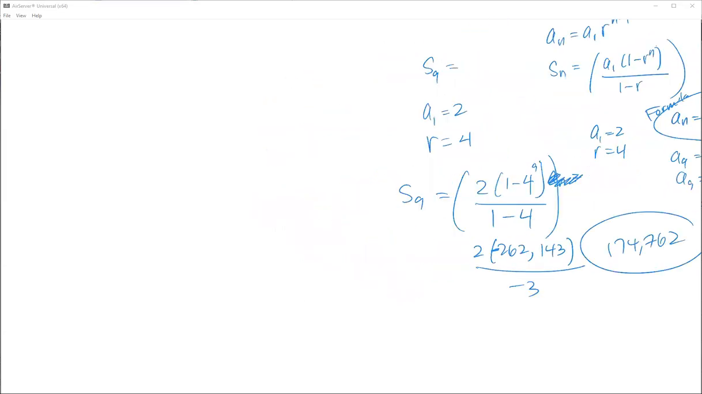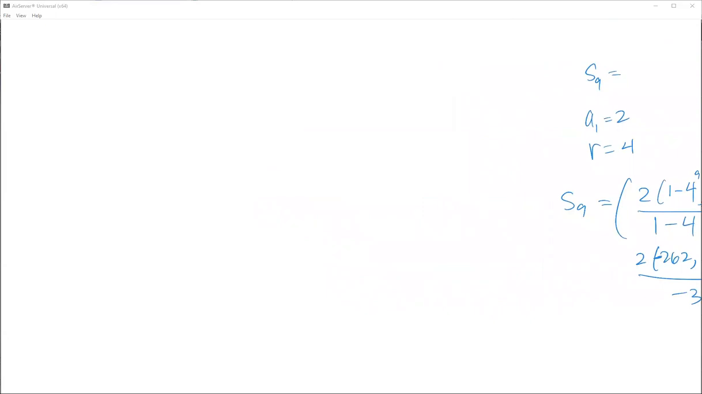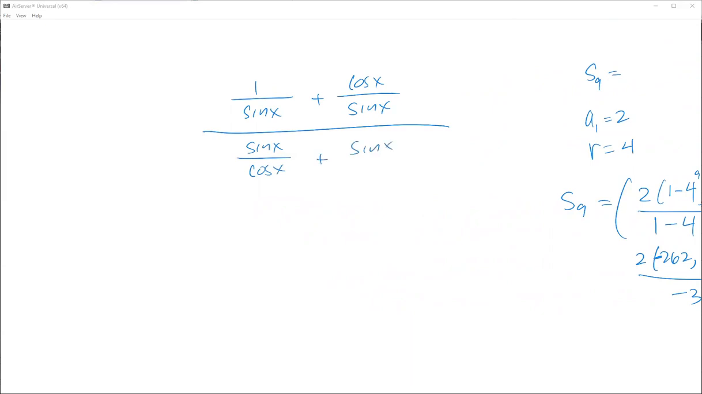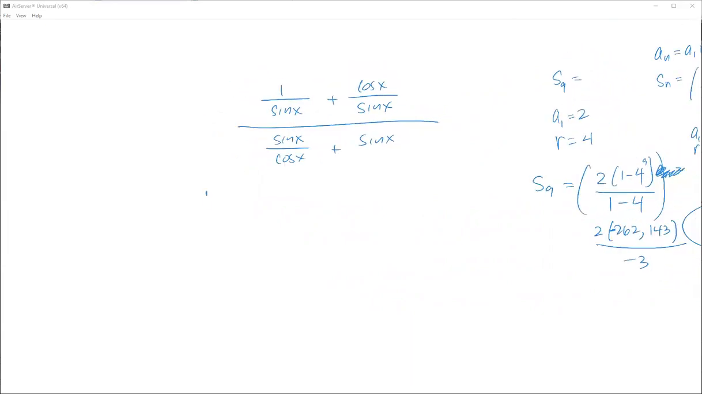All right, number 23, almost there, is the cosecant. Remember to push everything into sine and cosine. So it'll be 1 over sine x plus cosine x over sine x, all over sine x over cosine x plus sine x. So on the top, it's 1 plus cosine x over sine x. And on the bottom, we'll multiply both sides by cosine.